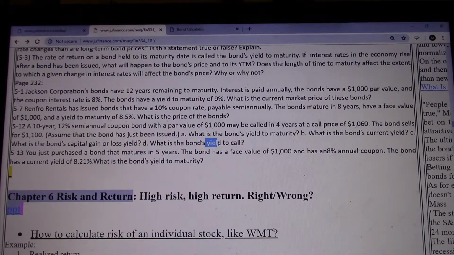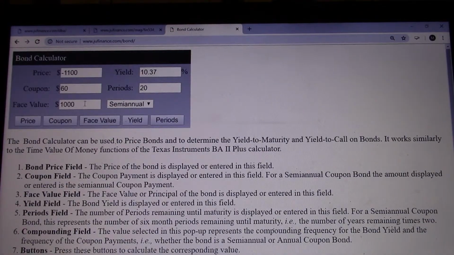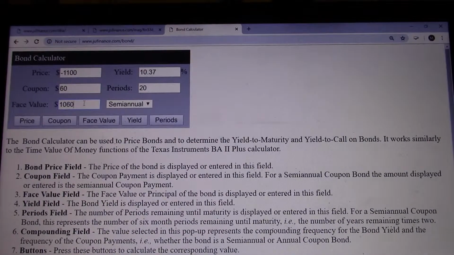To get the yield to call, you should use the same thing as part A, but the difference is you should change the future value from 1,000 to 1,060. Everything is the same, but change here because the final value to be received is $60 more than the face value. And you calculate for yield, so it should be 10.7. Let's check the answer.